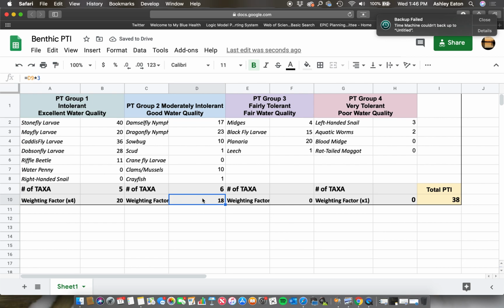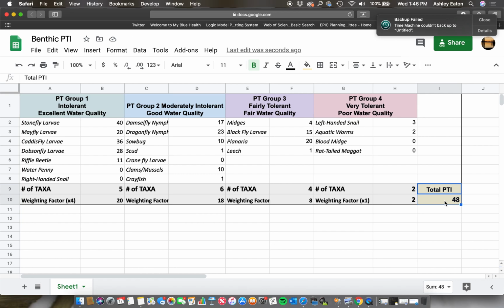I put formulas in this data sheet to be snappy and do some of the math. And then in pollution tolerance group 3, we found all 4 of the different organisms. And then in pollution tolerance group 4, we found 2, and so we will put 2 there. And so this is going to help us calculate our total pollution tolerance index. And so our number is 48.